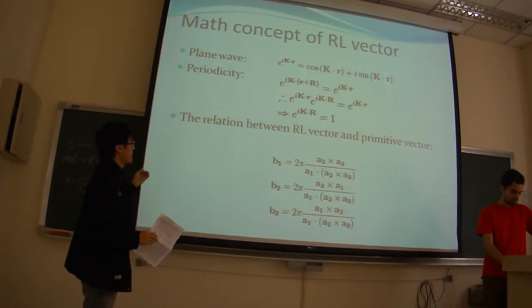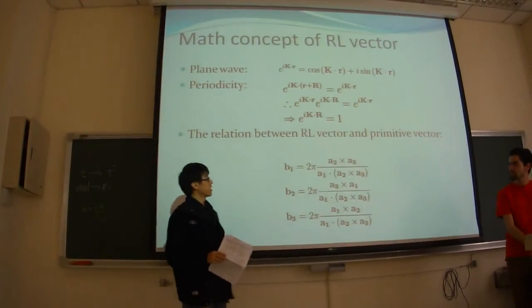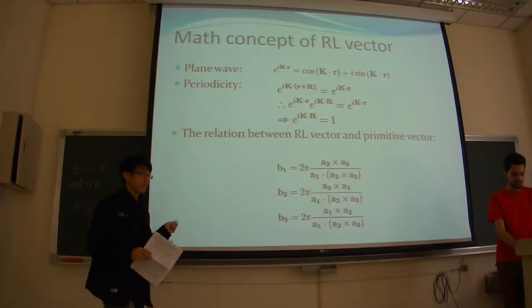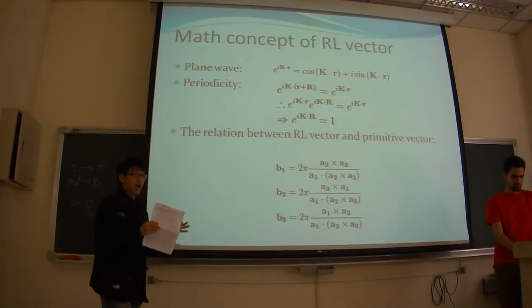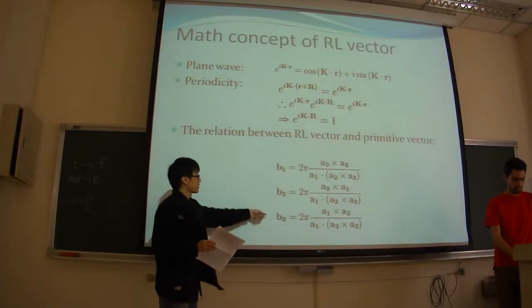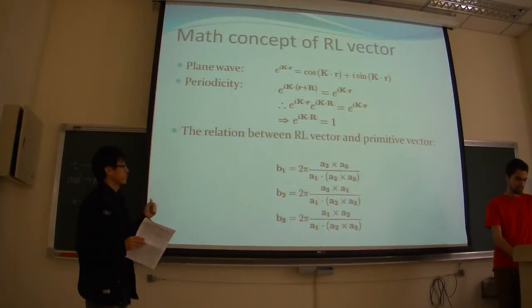So now, if you have a periodic lattice in real space, you can do the transform, and we can see here A1, A2, A3 are the primitive lattice vectors of the real lattice, and after the transform, you will also get a periodic reciprocal lattice, and B1, B2, B3 are the primitive lattice vectors of the reciprocal lattice.